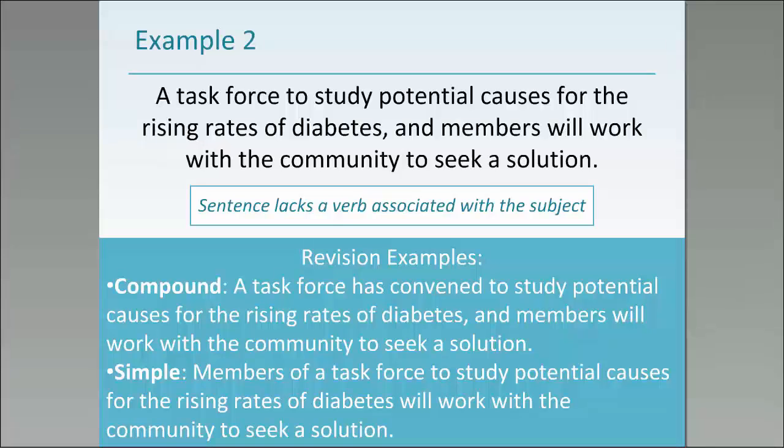In a compound sentence, it could be, "A task force has convened to study the potential causes for rising rates of diabetes, and members will work with the community to seek a solution." So we have "a task force has convened," we added that verb there, and "members will work." Again, we have two subjects and then the verbs that start the predicate. Another option is to rearrange the sentence so that it can be a simple sentence. "Members of a task force to study potential causes for the rising rates of diabetes will work with the community to seek a solution."